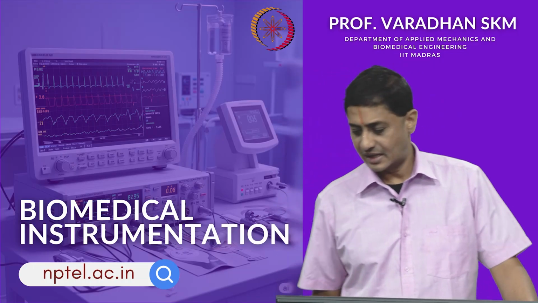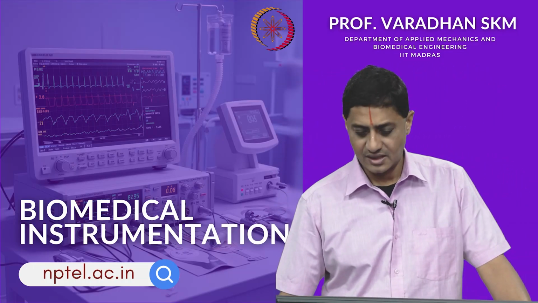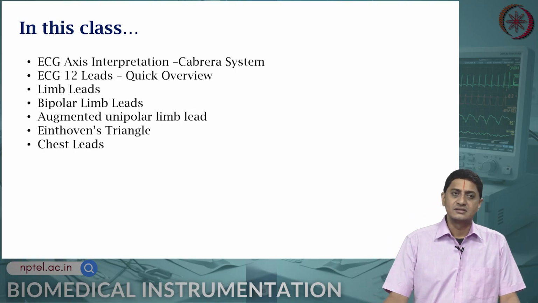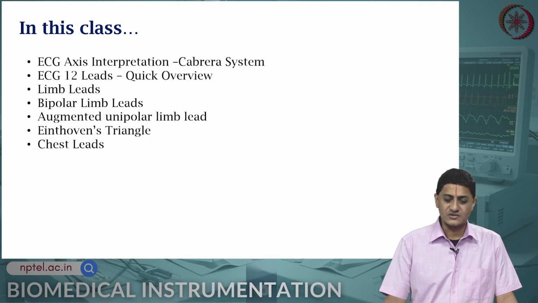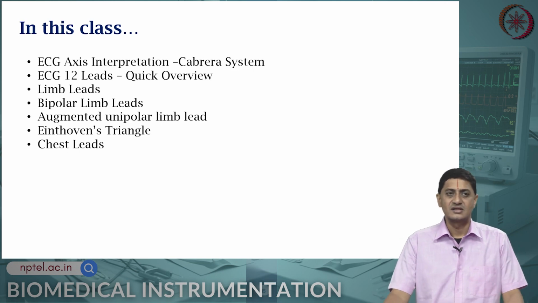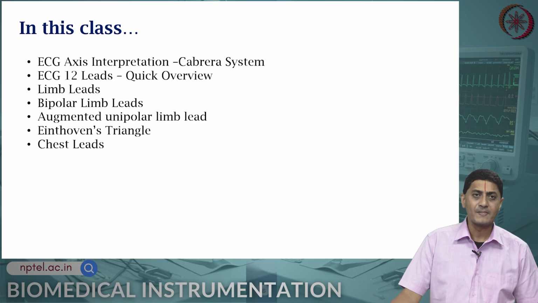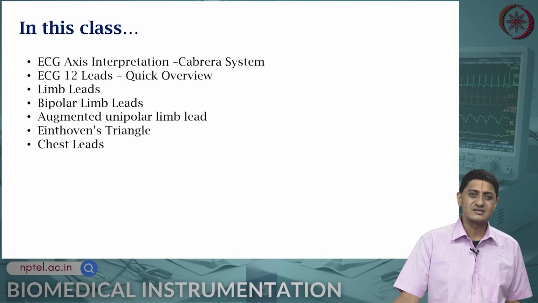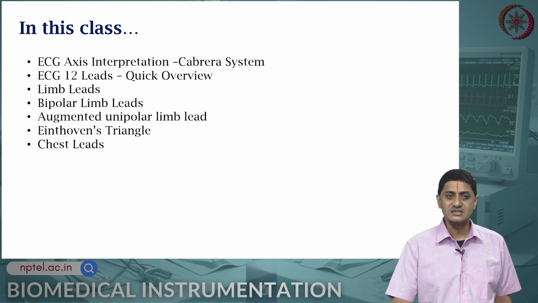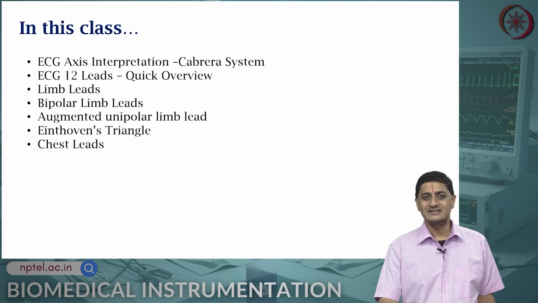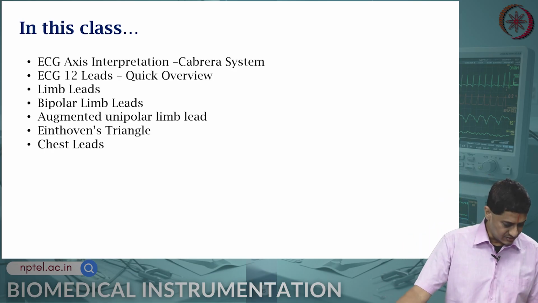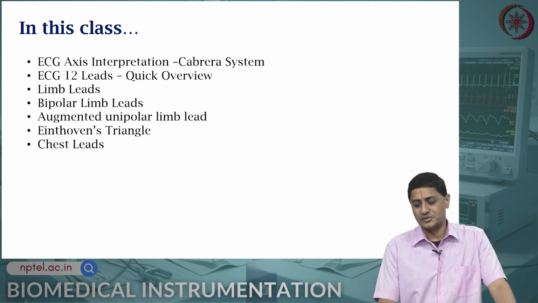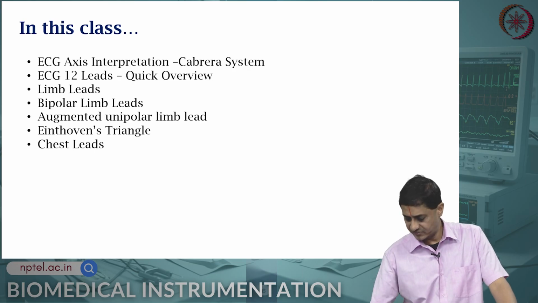We have been looking at ECG. We will look at axis interpretation using the Cabrera system, a quick overview of the 12 lead ECG, limb leads, bipolar limb leads, augmented unipolar leads, then chest leads, then the Einthoven triangle. We will look at all this in this video. So, it is going to be a slightly longer video than usual.